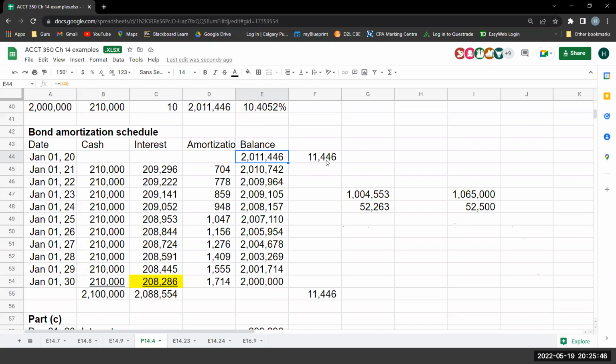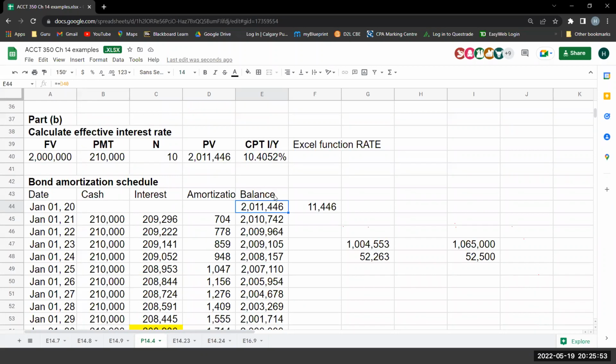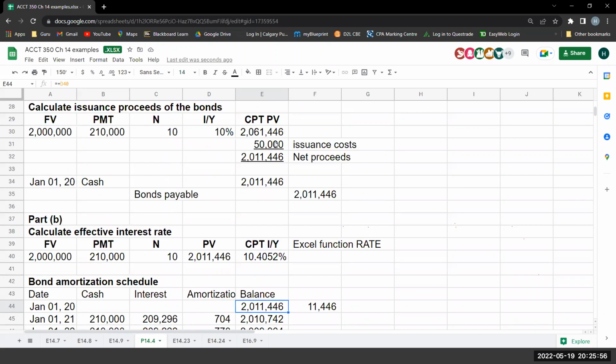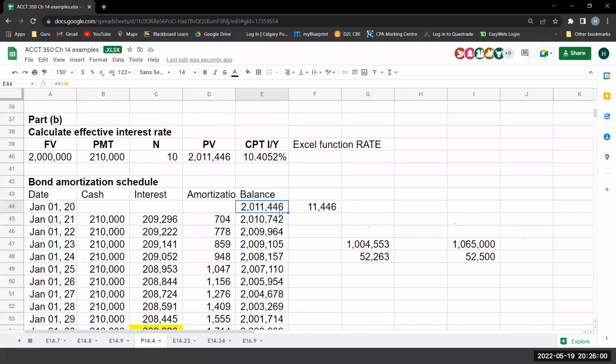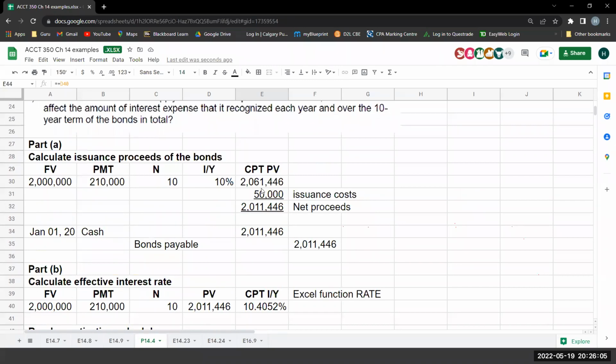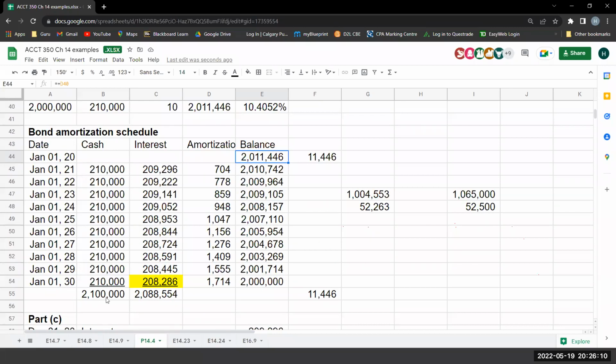If the bonds were recorded as FVPL, first of all, we would not have capitalized the issuance costs. These would have been expensed. So we would have recorded the bonds at $2,061,446. The total interest would still have been equal to the $2.1 million coupon payment, and any changes in the value of these bonds over the years would have been captured in P&L.